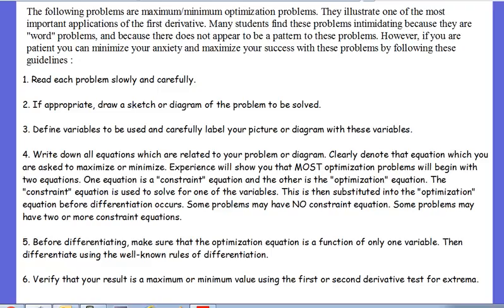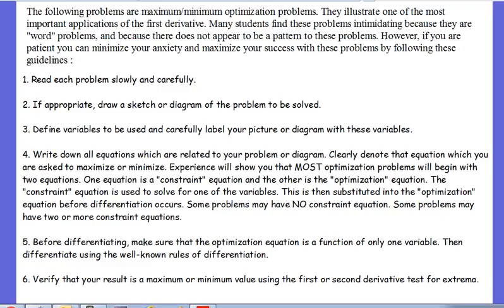Experience will show that most optimization problems will begin with two equations. One equation is a constraint equation. The other is an optimization equation. The constraint equation is used to solve for one of the variables. This is then substituted into the optimization equation before differentiation occurs. Some problems may have no constraint equation. Some problems may have two or more. And then the last step, basically, is before differentiating, make sure the optimization equation is only in one variable. Then differentiate using your rules. Okay, I'll give you some time to copy those steps.